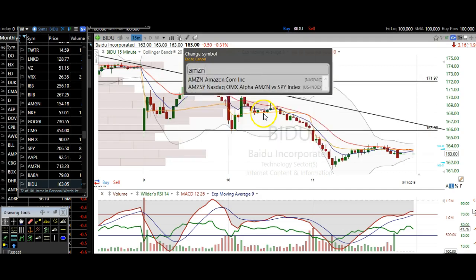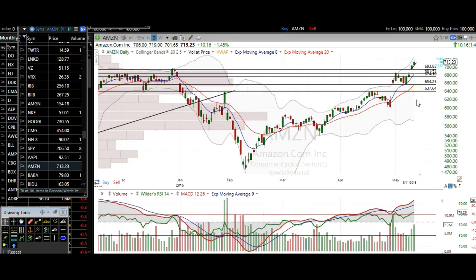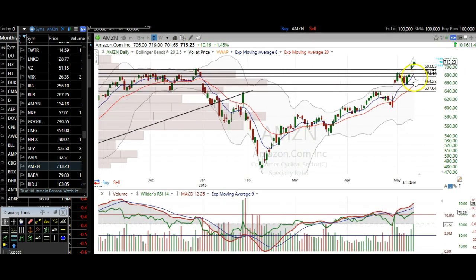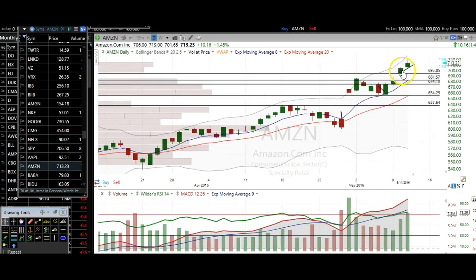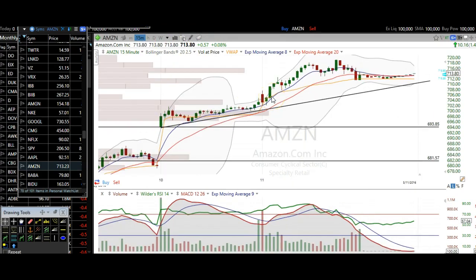Next, I'm going to cover Amazon. All right, so Amazon, really nice. First, I want to touch on the daily chart, okay, because you have to put it into context. So yesterday, right here, this candle right here, we broke over the all-time high. So we're at new all-time highs on Amazon, okay? So we did that yesterday. It gapped up to the all-time highs. That's very bullish, okay? So we were looking for a potential continuation on Amazon.